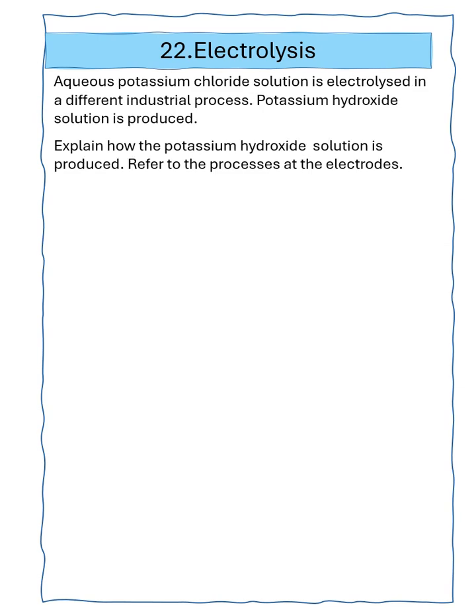Question 22 about electrolysis says aqueous potassium chloride solution is electrolyzed in different industrial processes. Potassium hydroxide solution is produced. Explain how the potassium hydroxide solution is produced. Refer to the process of the electrodes. So again, it's remembering that aqueous potassium chloride has 4 ions. There's potassium ions and chloride ions from the potassium chloride. There's also hydrogen and hydroxide ions from the water.